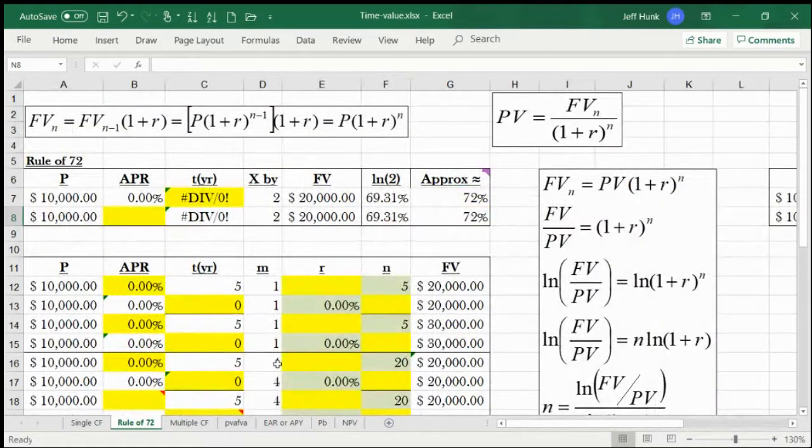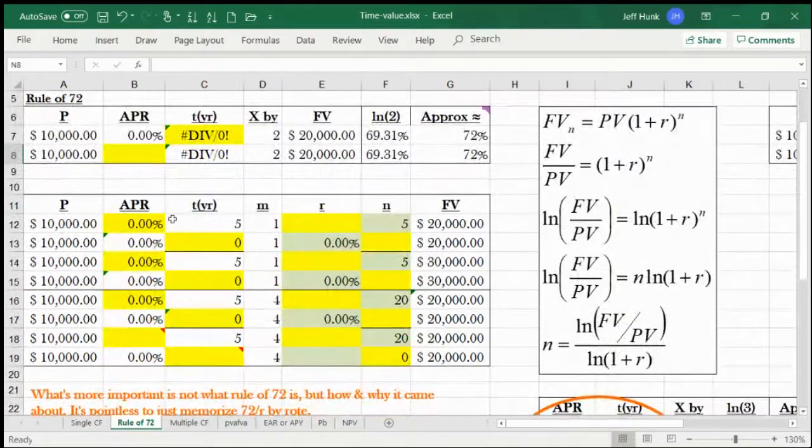Now, why do you divide 72 by the interest rate? Now let's take a look at an actual calculation. So this is a $10,000 principal, and the future value will be in 5 years. We know the answer already in this case. 5 years. You want it to grow to $20,000, or twofold, right? Then what should be the interest rate?